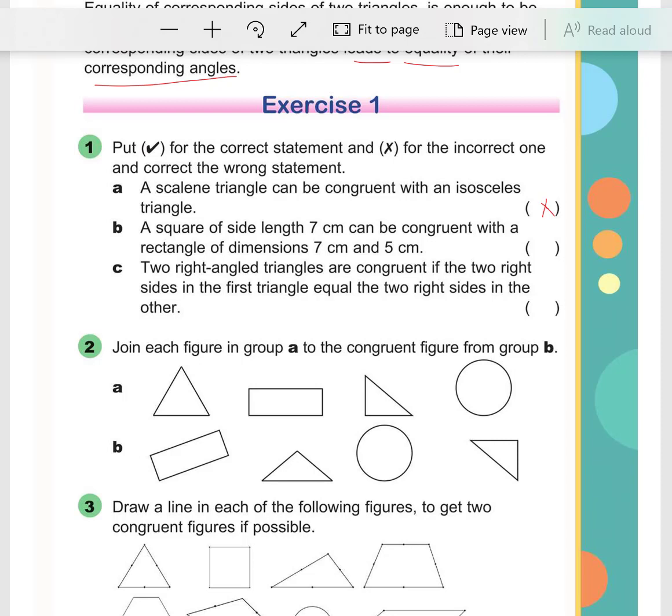Letter B, a square of side length 7 centimeters can be congruent with a rectangle of dimensions 7 centimeters and 5 centimeters. This statement is also false. Letter C, right-angled triangles are congruent if the two right sides in the first triangle equal the two right sides in the second triangle. This statement is true. Exercise number 2, join each figure in group A to the congruent figure from group B.